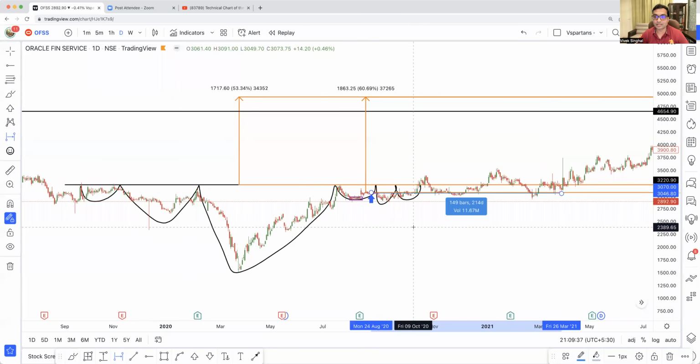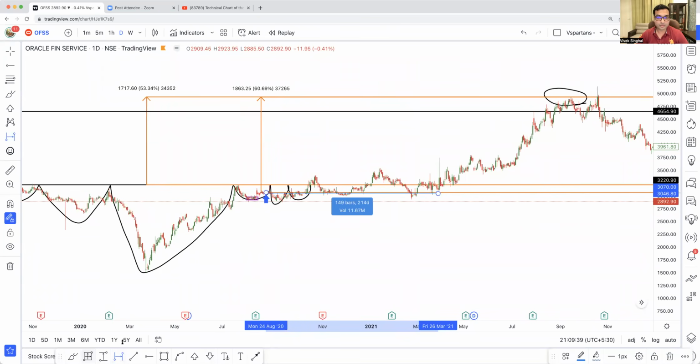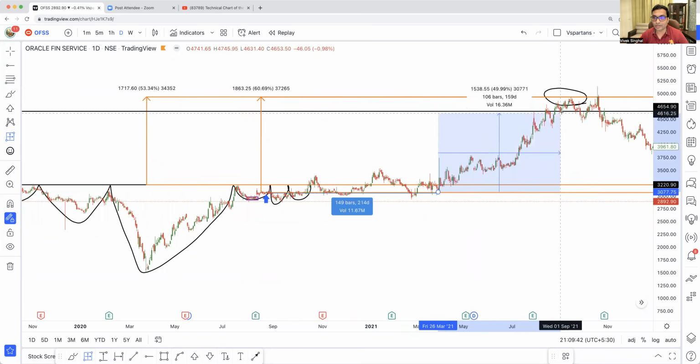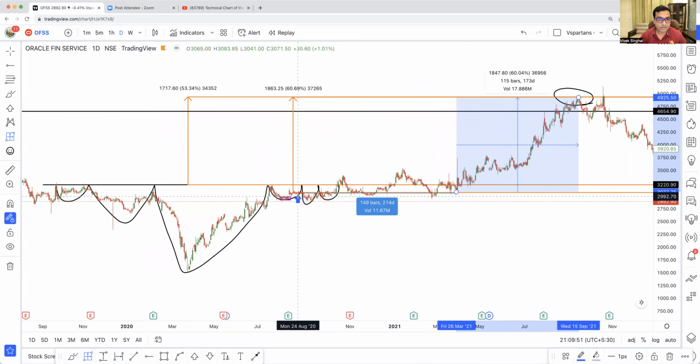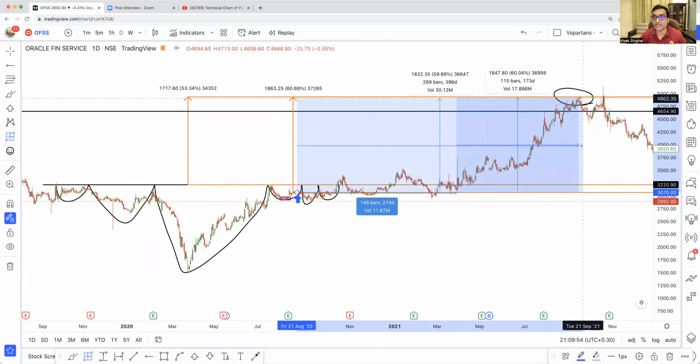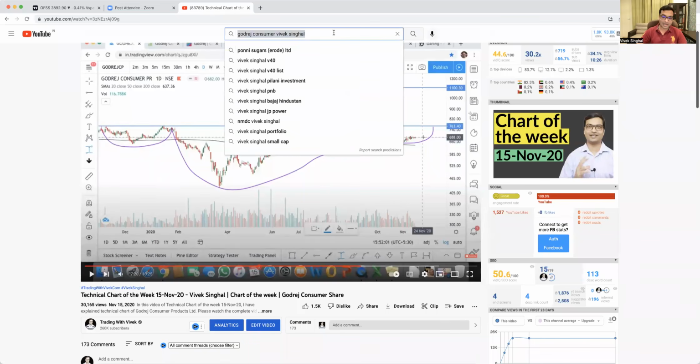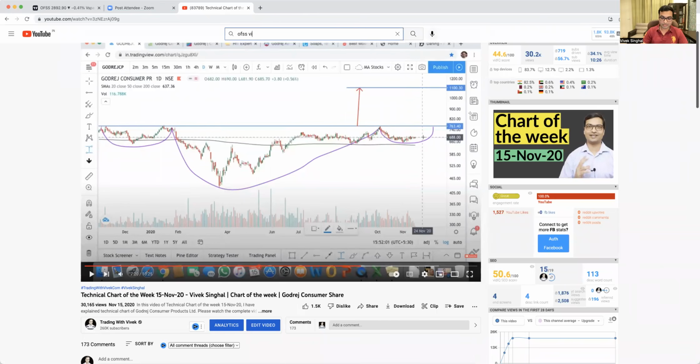Right? So it did nothing for 7 months, but just after 7 months, it hit the target in another less than 6 months. So the total holding period was not a long time to make a 60% gain. It was less than 13 months, 1 year, 25 days, 60% gain. And this stock did nothing in the first 215 days, 7 months. And in the same manner, I had uploaded this video as well. OFSS, Vivek Singhal.